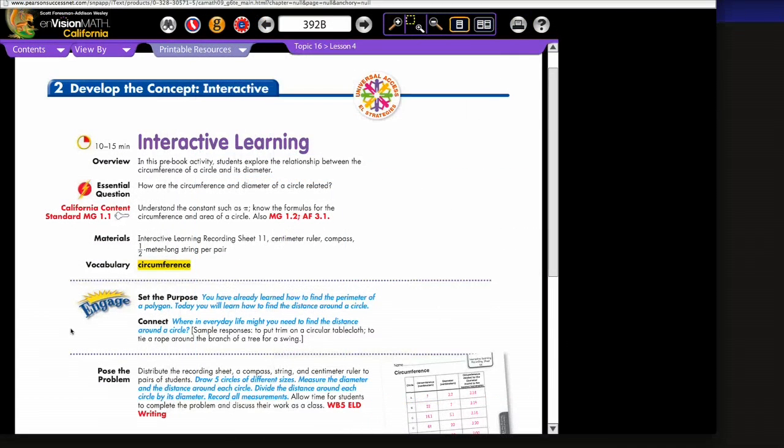So one of the things that I think Envision does a really good job on, especially in 16.4, is the interactive learning piece, where students explore this idea of circumference, its relationship to diameter, and then finally come to a conclusion about what pi is. So I'm going to take you through a really quick video of how to do this interactive learning.